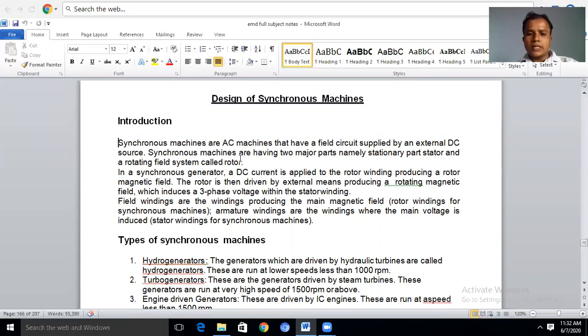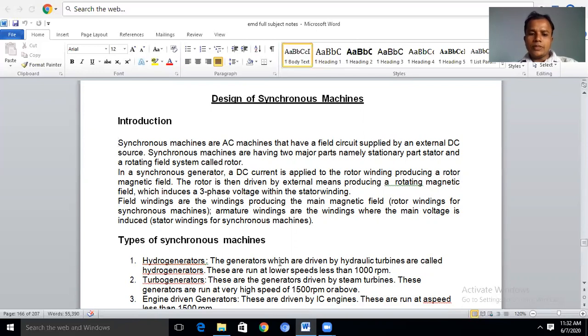In a synchronous generator, a DC current is applied to the rotor winding, producing a rotor magnetic field. The rotor is then driven by external means, producing a rotating magnetic field which induces three-phase voltage within the stator winding. Field windings are the windings producing the main magnetic field, and these are the rotor windings. Armature windings are the windings where the main voltage is induced. These are nothing but the stator windings of the synchronous machine.